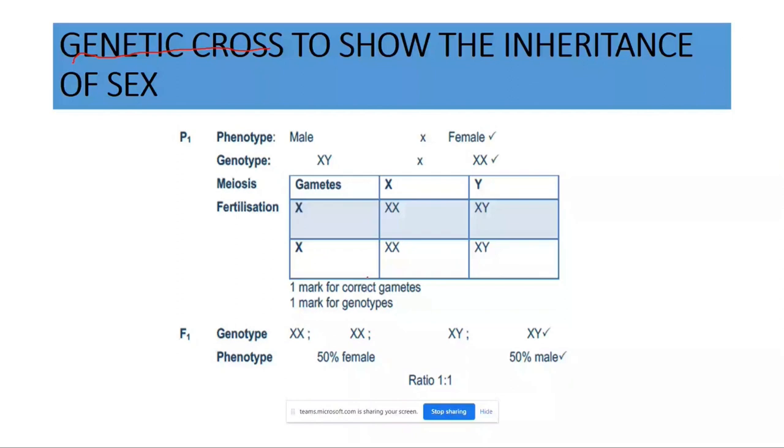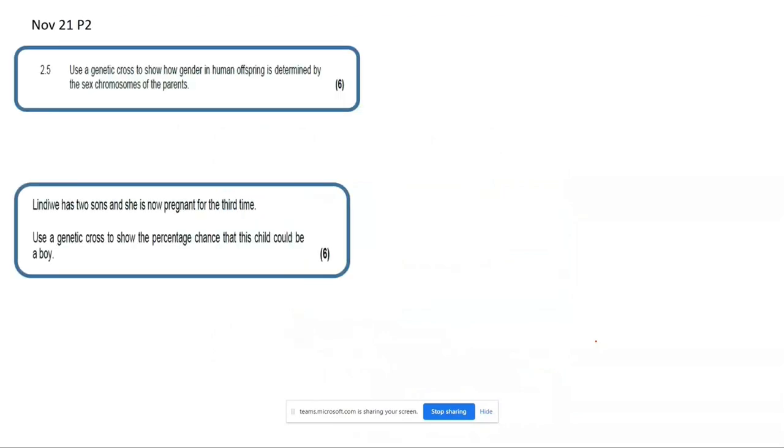So there you can see my genotype is two females, two males, meaning I'll always have 50% female and 50% male. So the chance of the baby being male or female is always 50%. Ratio 1:1. They could ask it as a multiple choice. They could ask, what is the chance of a baby being female or male? It's always 50%.